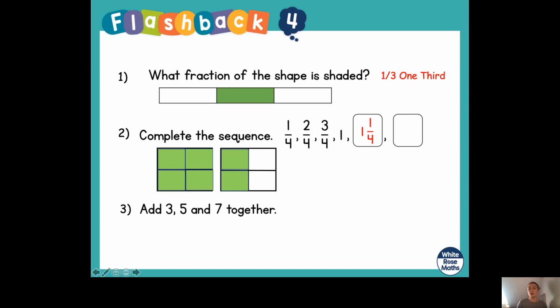So the next number, well, if we shade in another part, we can see that we have our whole, which is 1, and then we have our 2 quarters in the next shape shaded in. So that would be 1 and 2/4. So well done if you got that one right. That's quite a tricky question, so well done.